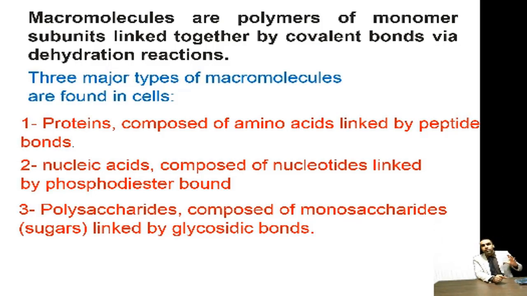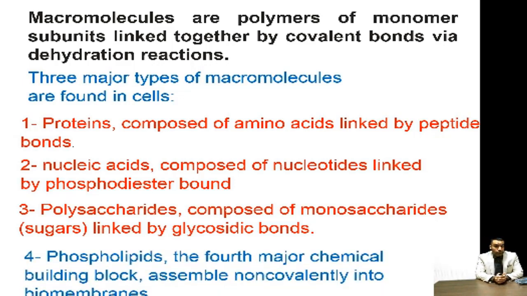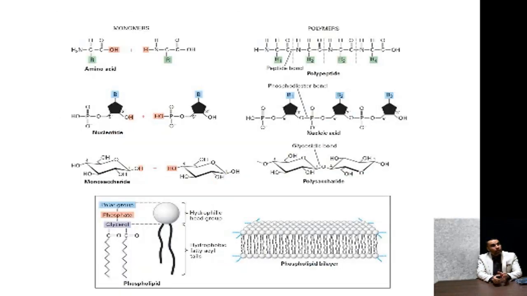Some references talk about just the 3, and others talk about phospholipid, or fatty acid, or lipid. Phospholipid is the 4th major chemical building block, with no equivalent in the biomembranes. This is the difference: protein, nucleic acid, and polysaccharide are linked together by covalent bonds, and the phospholipids or fatty acids are linked by non-covalent interactions.